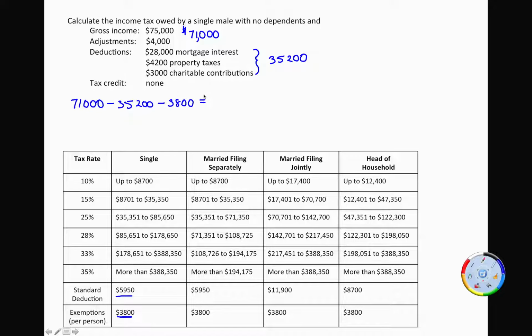So $71,000 minus $35,200 minus $3,800 is $32,000. All right. Now, that's what he owes taxes on. Even though he made $75,000, he's only going to pay taxes on $32,000. So the next thing I do is I go over here and I look. This guy's in the 15% tax bracket, which again doesn't mean he's going to pay 15% of his salary.